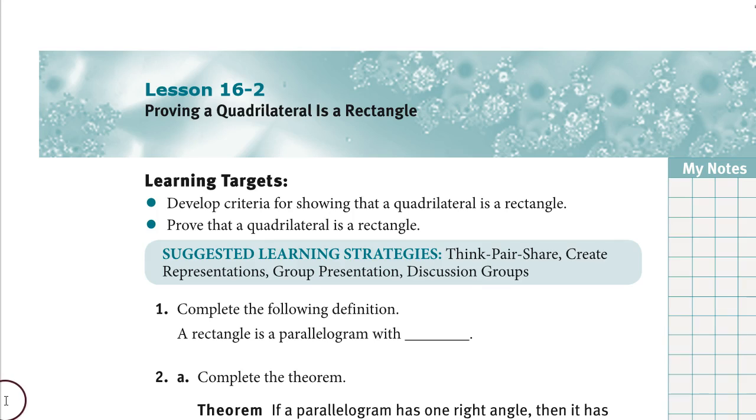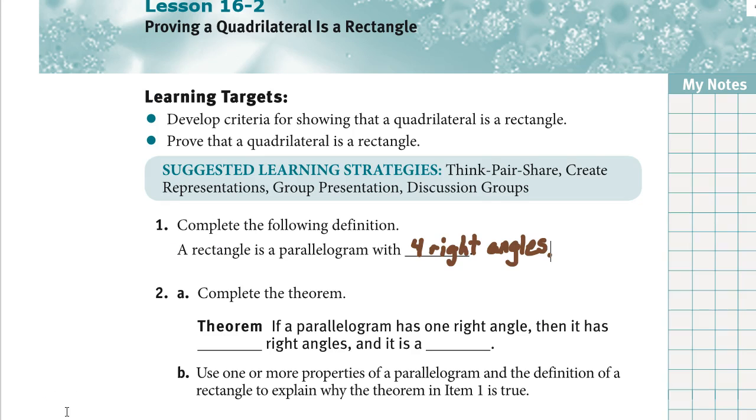So first of all, let's review what a rectangle is. Number one, a rectangle is a parallelogram with, that is, 4 right angles. You wrote this definition in a previous lesson. A rectangle is a parallelogram with 4 right angles.